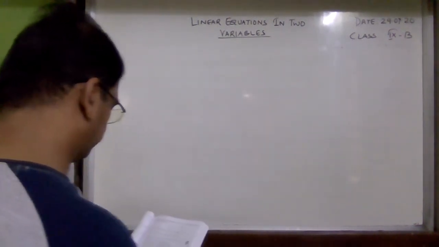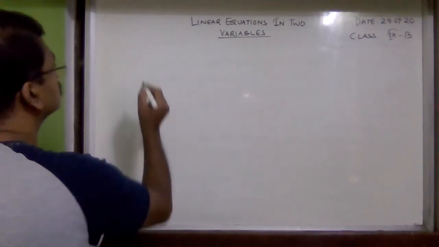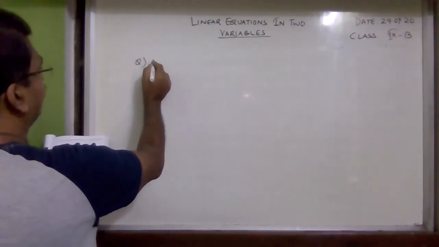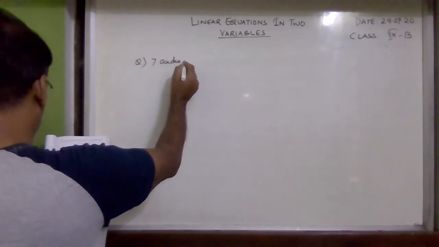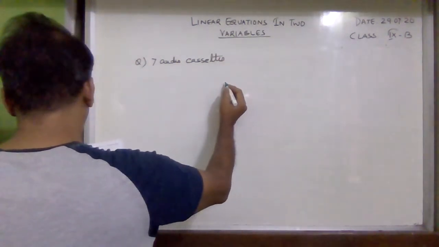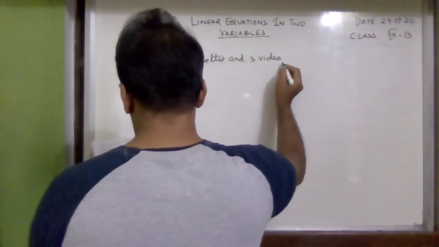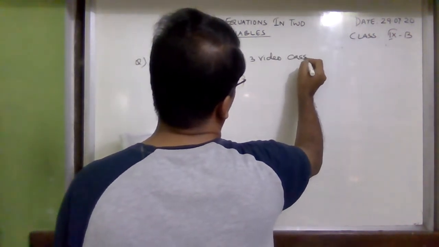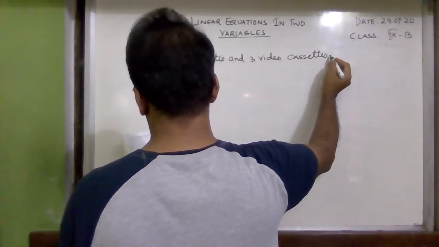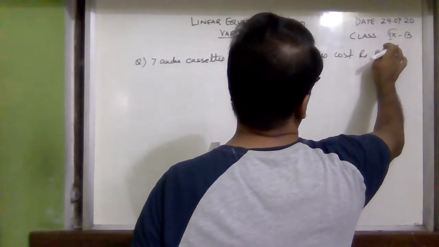The next question. Seven audio cassettes and 3 video cassettes cost ₹1110. Form an equation.